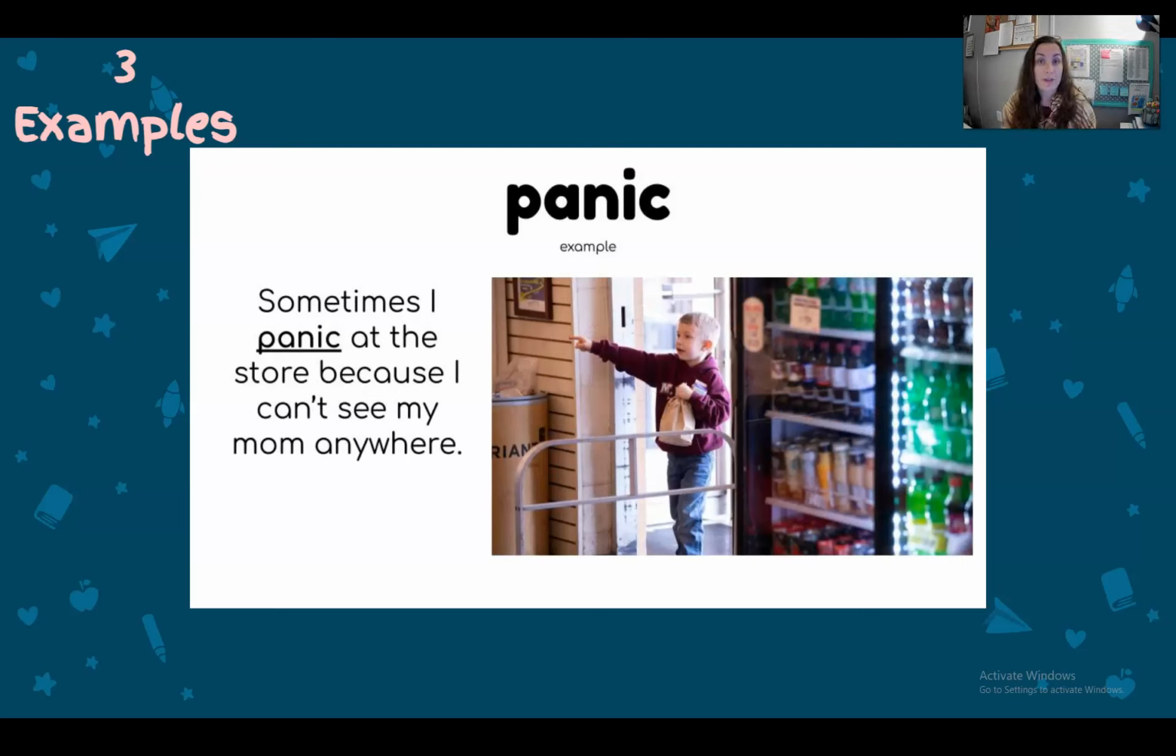Then we go into another example, and again, I would do echo reading, choral reading, or I'd do closed reading here. So this one we would read, "Sometimes I panic at the store because I can't see my mom anywhere." And from here, I'd probably have a conversation with them about, well, who has been to a store before where they have lost mom and they don't know what to do.